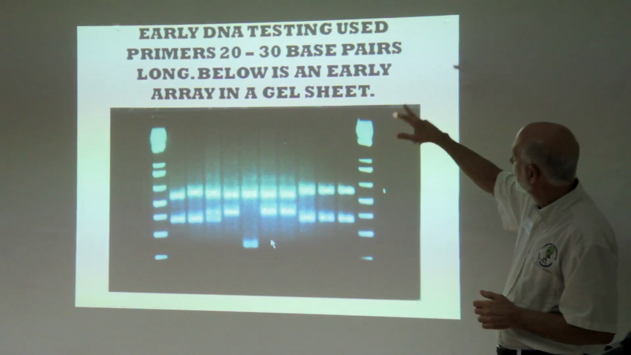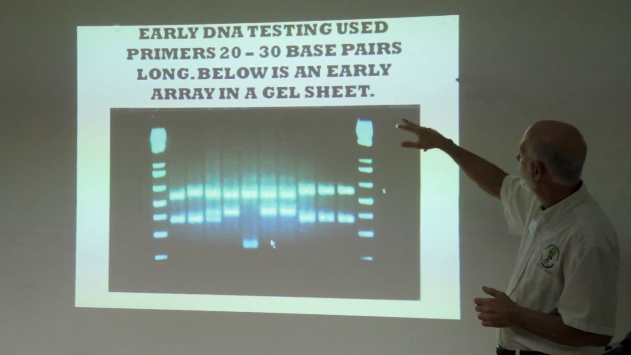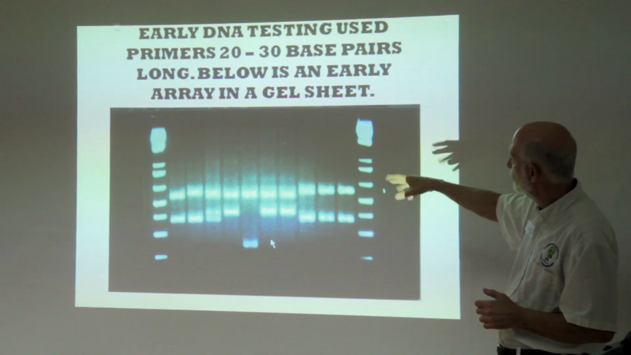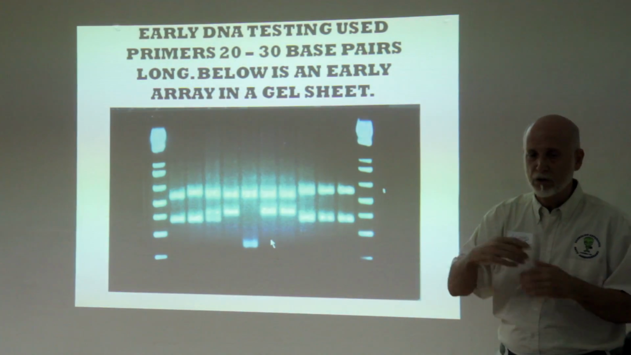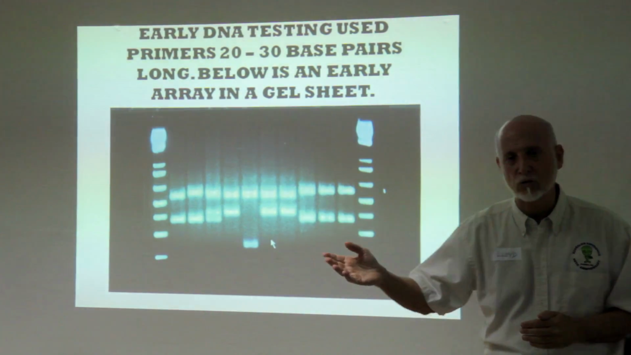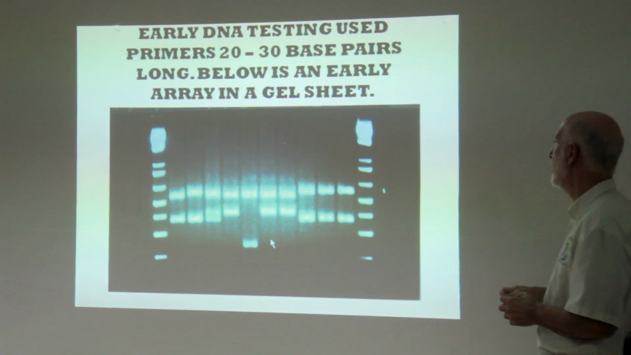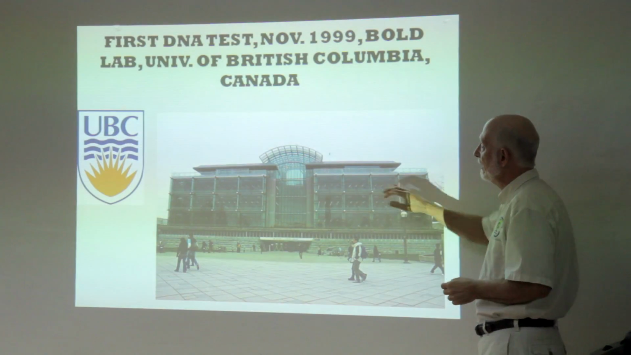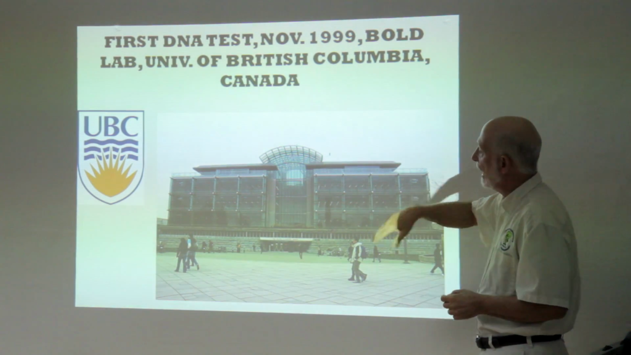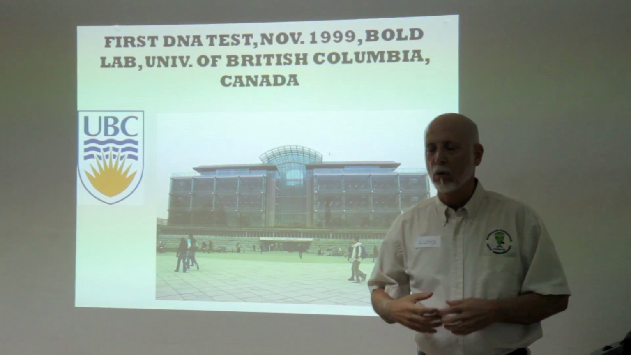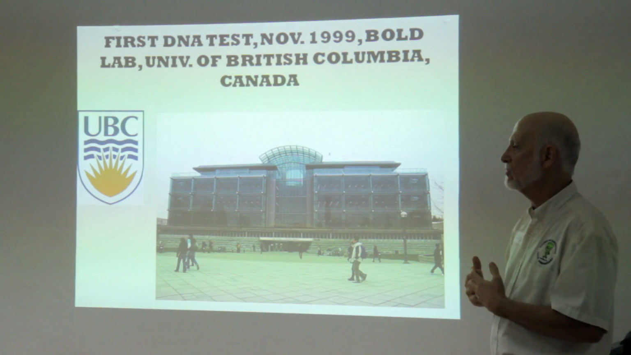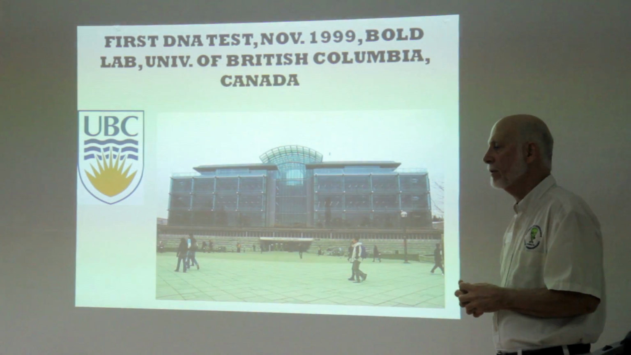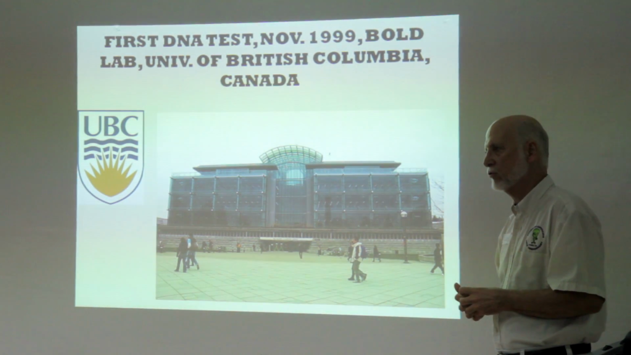This is early DNA testing used primers, 20 to 30 base pairs long, below is an early array in a gel sheet. Now this is important to understand because you have to understand the story of the Starchild's early DNA testing. Next slide. The first testing was done at the University of British Columbia. I made a mistake. There were only 6 labs in the world that could do nuclear DNA at that time. None of them would touch the Starchild.